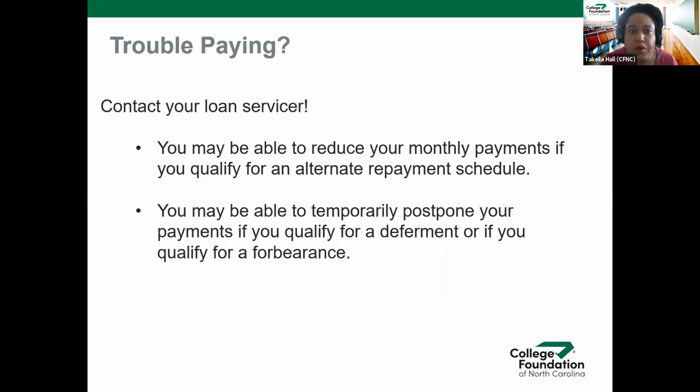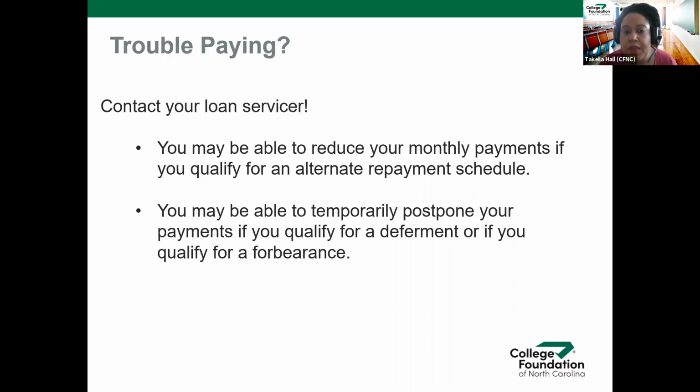Now, if you're having trouble making your loan payments, please, please contact your loan servicer. Your loan servicer is there to help you with any problems or issues or concerns or even questions that you have in regards to your student loans. You may be able to reduce your monthly payments if you qualify for an alternative repayment schedule. You may be able to temporarily postpone your payments if you qualify for any of the deferments, or any of the forbearance options that I talked about.